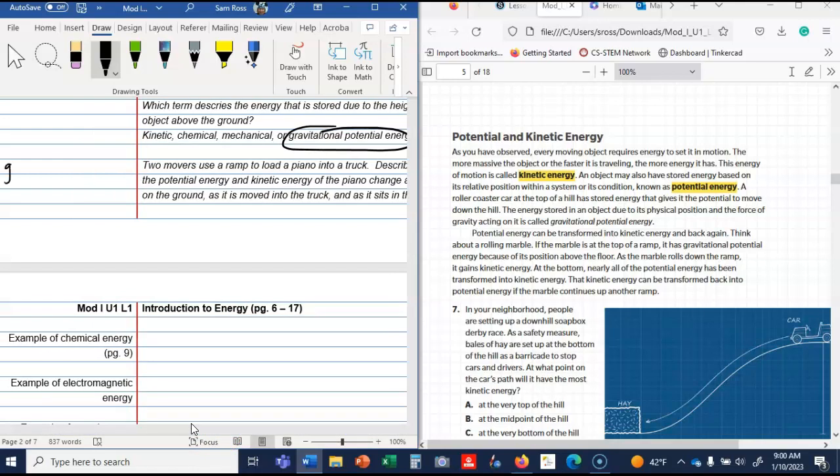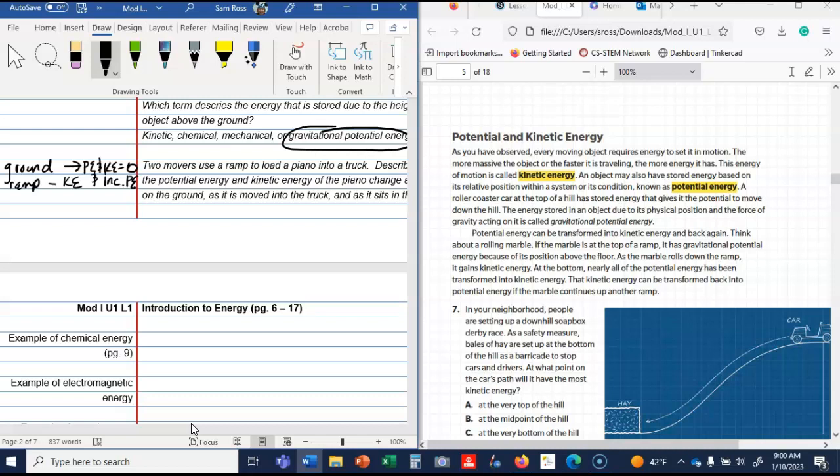So on the ground, the potential and the kinetic is equal to 0. It's not moving anywhere, so it has no kinetic energy, and it doesn't have any potential energy because it's on the ground. It doesn't have any height. Okay? As the piano moves up the ramp, it has kinetic energy because it's moving, and it's increasing potential energy because it's moving up. Okay, there's more potential energy the higher that you go.